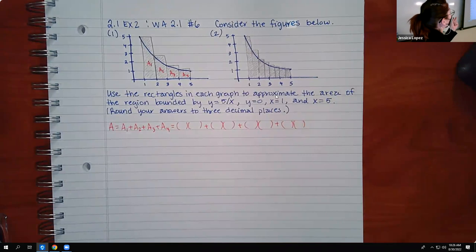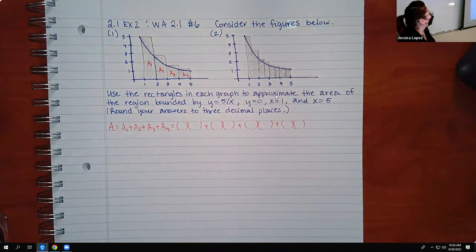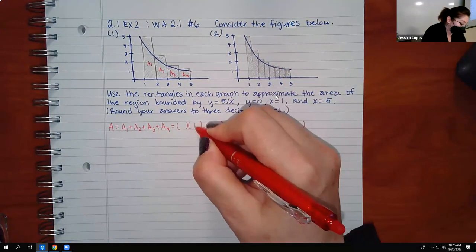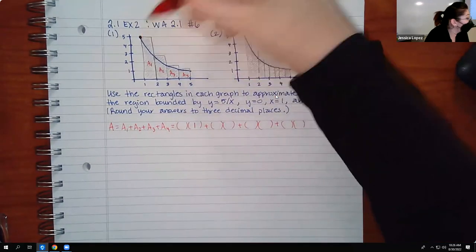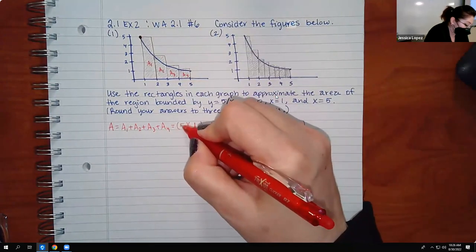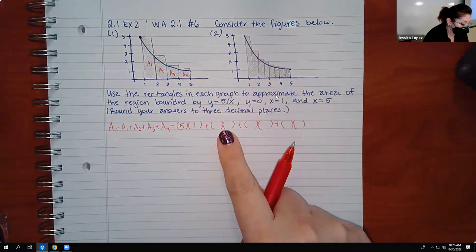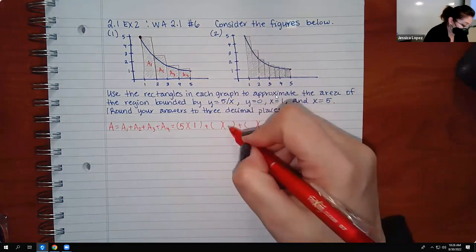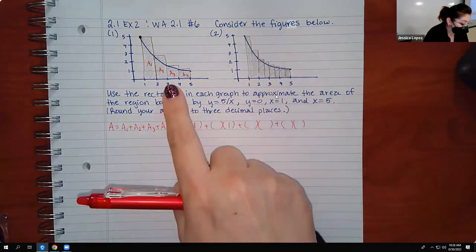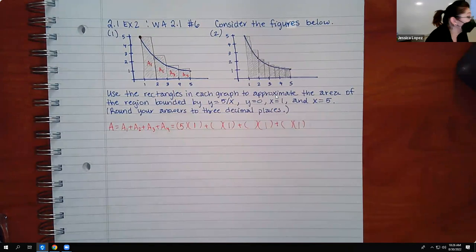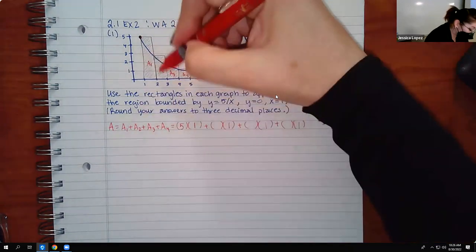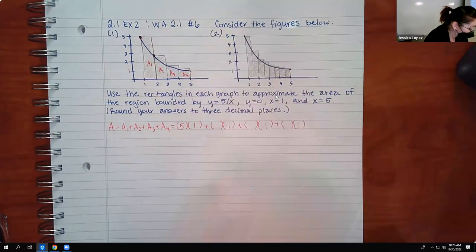So what would be the width for the first rectangle? How many units is that width? Mm-hmm. But what about the length? It is 5. This one is very visual, right? You can see there that the top of it is 5. So that's great. What is the width of the second rectangle? 1 as well. They all are going to be, right? That one's 1 unit and this one's 1 unit as well. The lengths are a little bit more complicated because I don't have an exact spot, right? If I want to look at the height of this rectangle, it's here, and that's not exactly at 3.